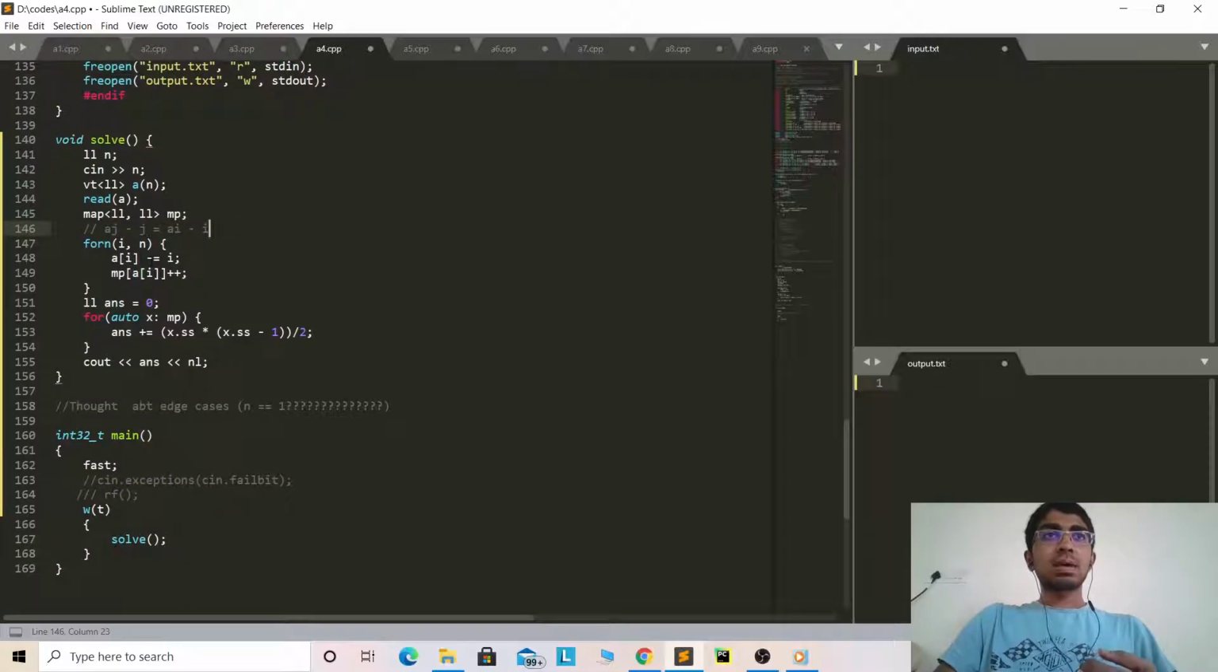For that I am subtracting the index from the number, and incrementing the count of such numbers. If there are n such numbers with a similar value, then the number of ways to select a pair from n such numbers is nC2, which is n times n minus 1 by 2. Here x.ss, ss meaning second, is the short form of second, so it gives the count of a particular value. This is just the summation of nC2 over all the values present in the map. So that is the answer for D.